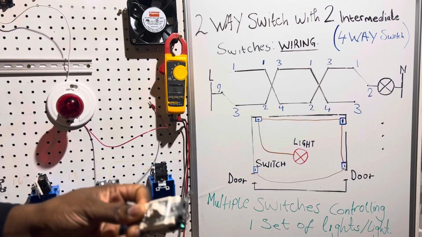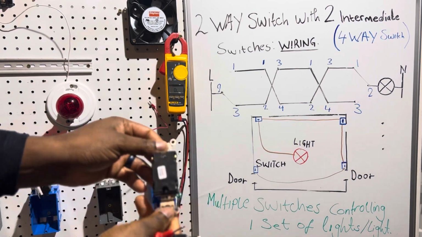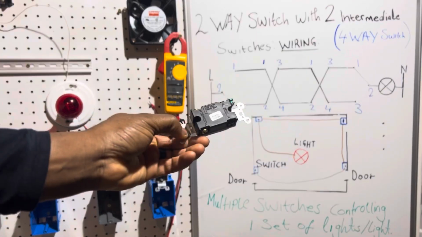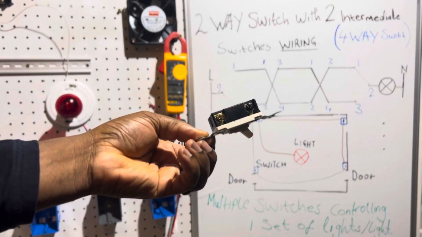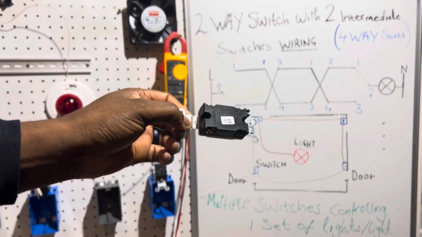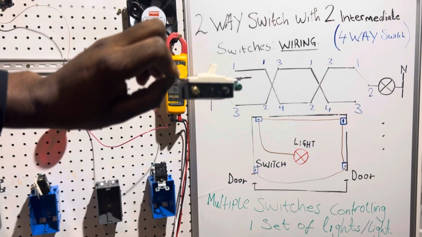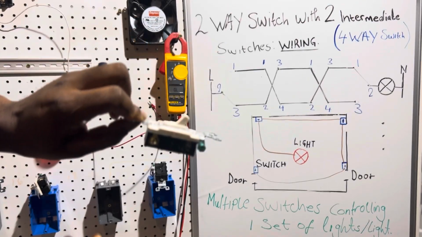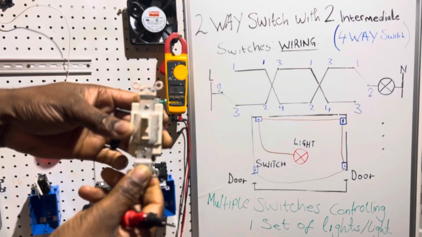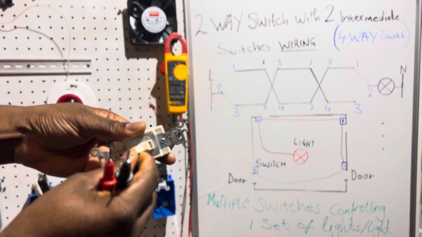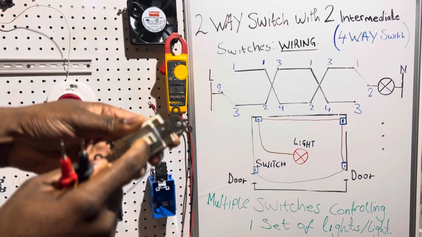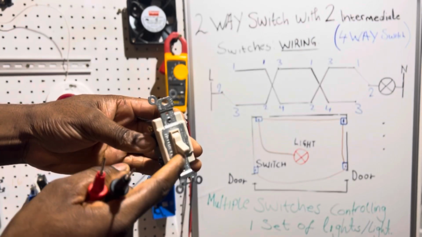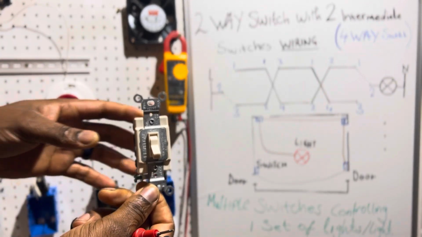So this is it. It's a switch with four contacts. You've got two on this side, and two on the other side. So that's the switch. It's got no on or off label there. It's not labeled like a single switch has.